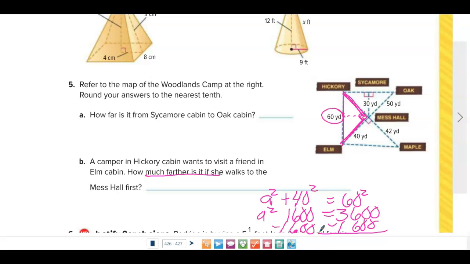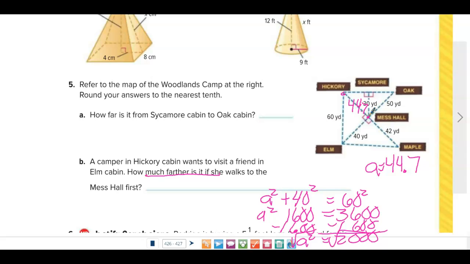and I get 2,000 equals a squared. To get rid of that square, I take the square root. And I get a to equal 44.7, or about, because I rounded to the nearest tenth. So that means that this side length right here is 44.7. So again, if I'm going from Hickory to Mess Hall, that's going to be 44.7.